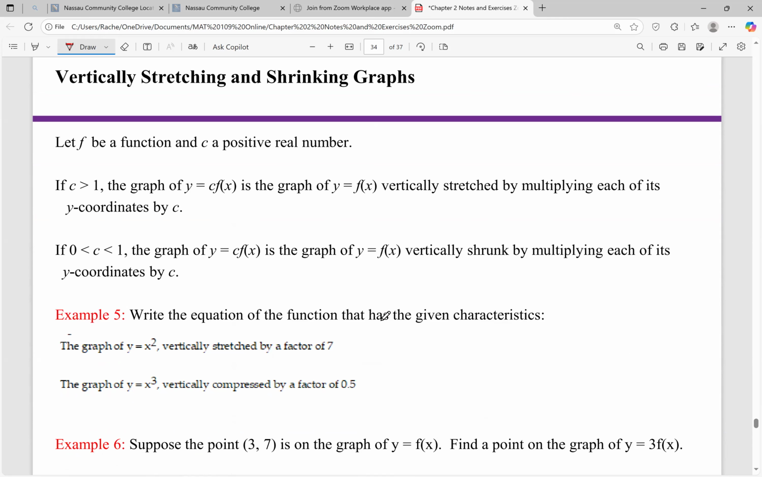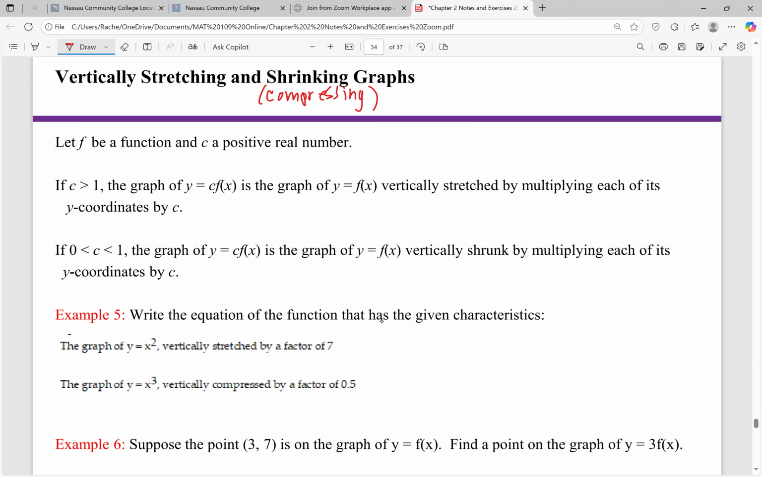We can also vertically stretch and compress or shrink a graph. Compressing and shrinking is the same thing. I'll just put in parentheses compressing, because a lot of times I use that word, compressing, instead of shrinking. So let f be a function and c a positive real number. If c is greater than 1, the graph of y equals c times f of x is the graph of f of x vertically stretched by a factor of c.